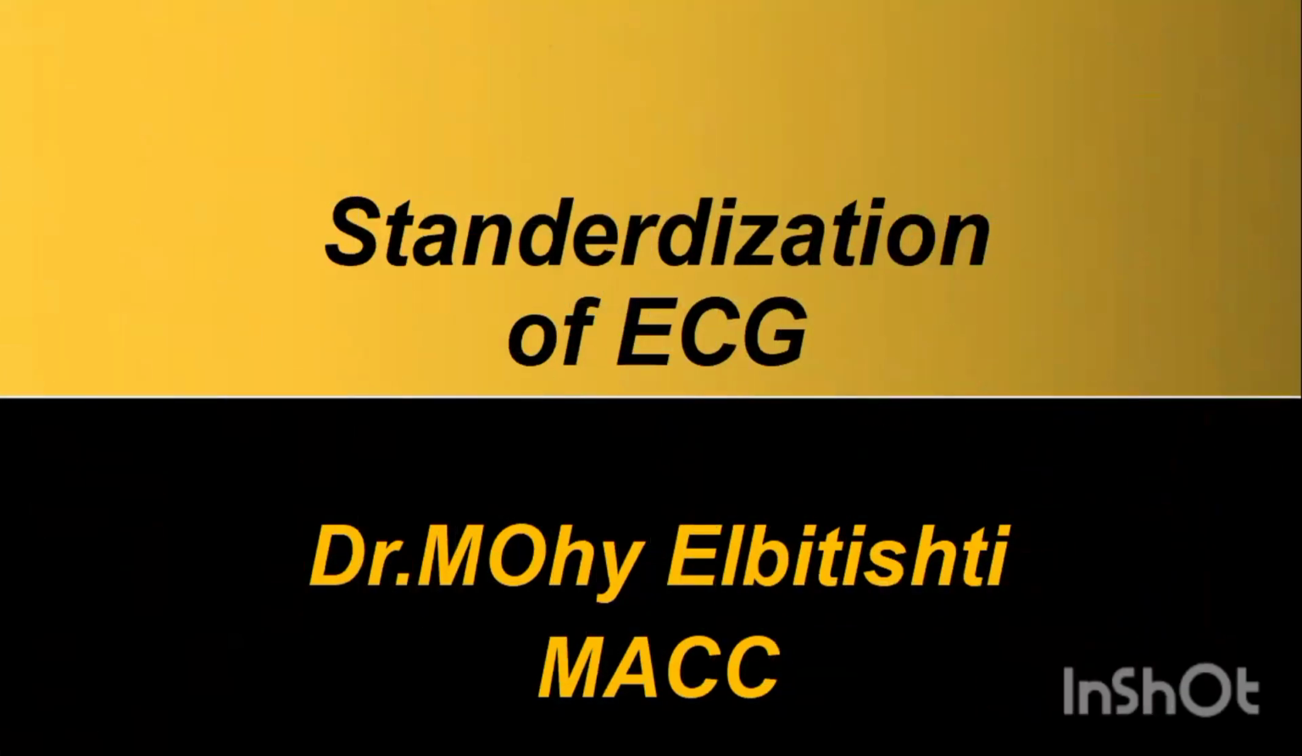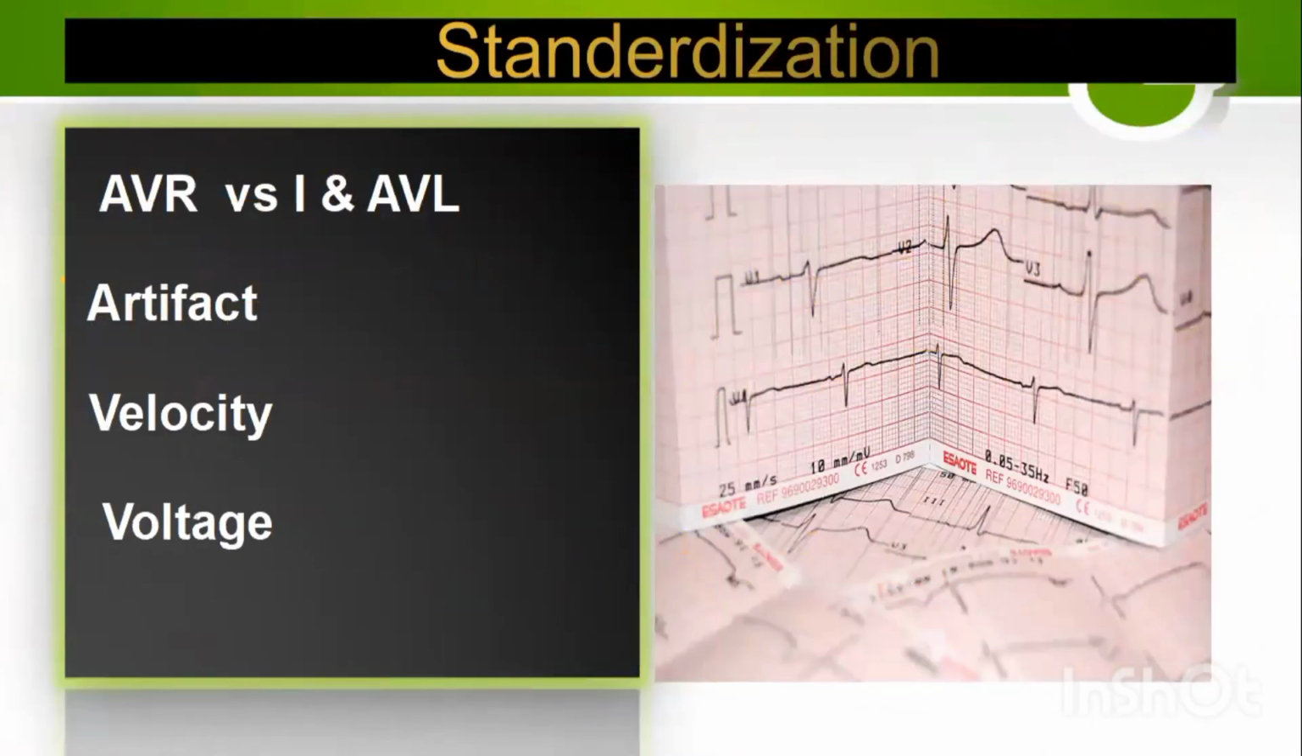We'll talk in standardization about AVR versus lead 1 and lead AVL, and we'll talk about artifact and velocity and voltage. Each electric wave has direction, like AVR versus lead 1 and AVL, and has velocity and voltage and also has artifact.